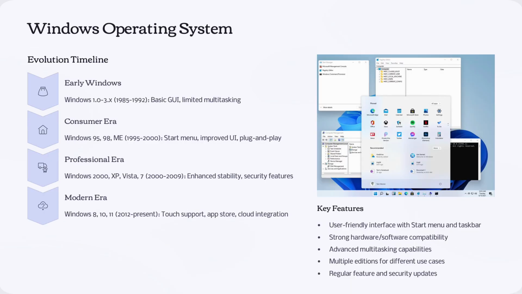Windows operating system. Windows has evolved from basic graphical user interfaces in the 80s to modern touch enabled, cloud connected systems. Its strengths include user friendliness, compatibility with hardware and software, and regular updates. Multiple editions allow it to serve consumers, professionals, and enterprises. This versatility is why Windows dominates the desktop market.